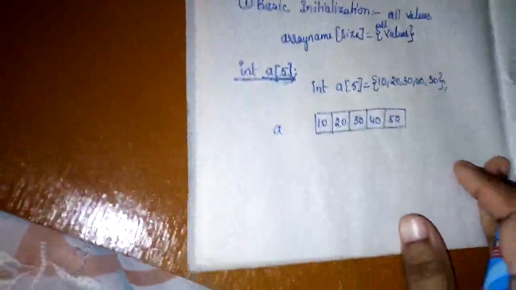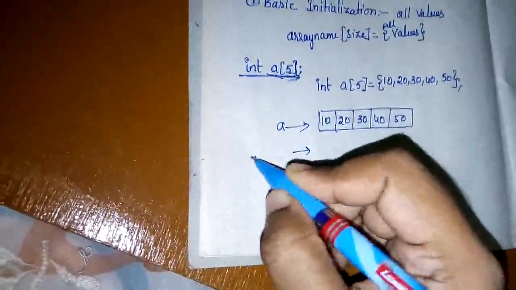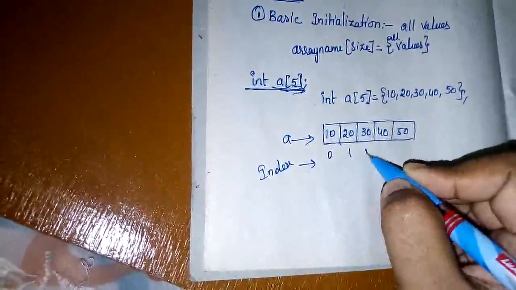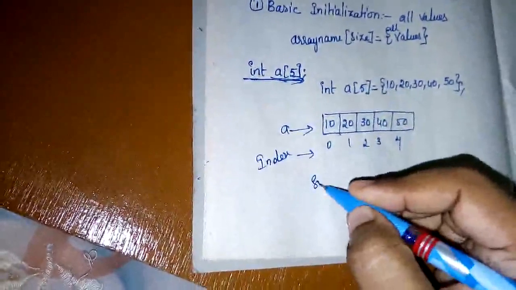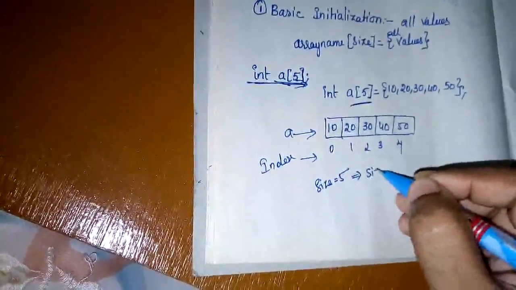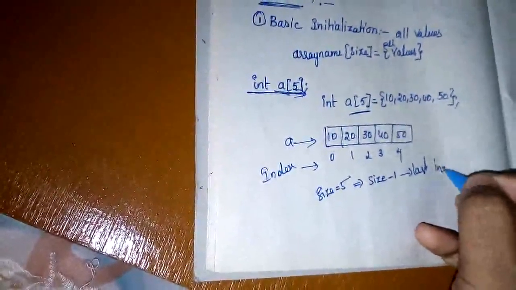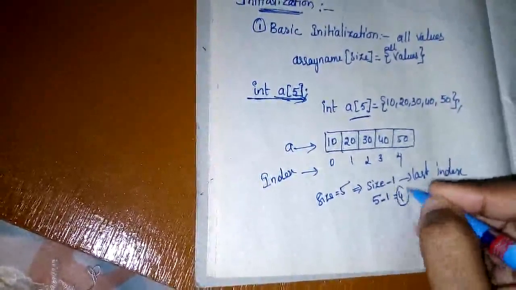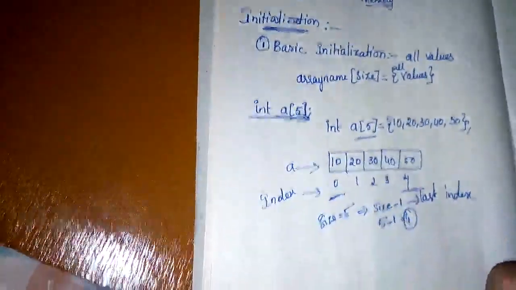As you know, an array has indexes or indices. Those indexes start from 0 and continue in sequential order: 1, 2, 3, 4. As we mentioned the size here as 5, you will have size minus 1 as your last index. So here size 5 minus 1 is equal to 4, which will be your last index, and every array's index starts with 0.